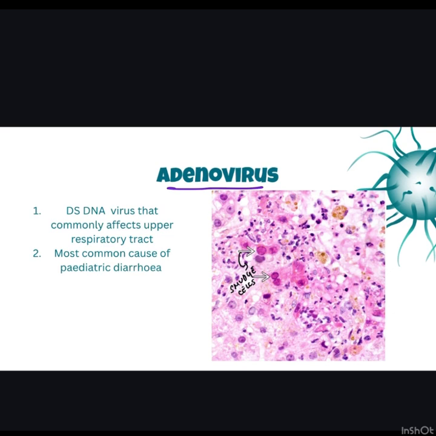So the next virus that shows nuclear inclusions is adenovirus. Adenovirus is a double-stranded DNA virus which commonly affects the upper respiratory tract. It is also the most common cause of pediatric diarrhea. This infection is usually associated with patients who have immunodeficiency, including HIV infections.